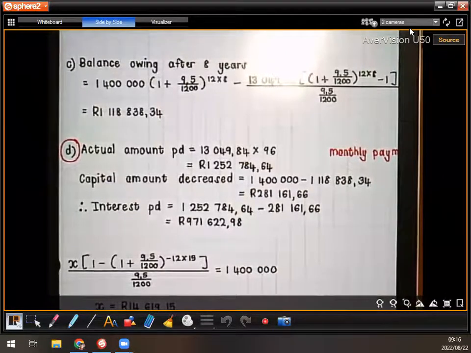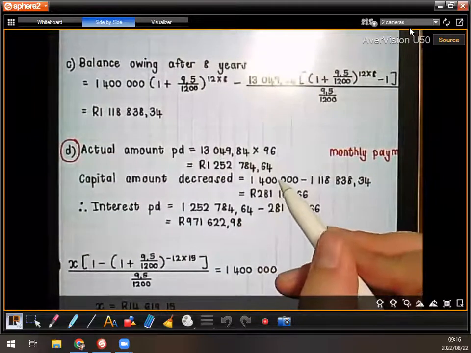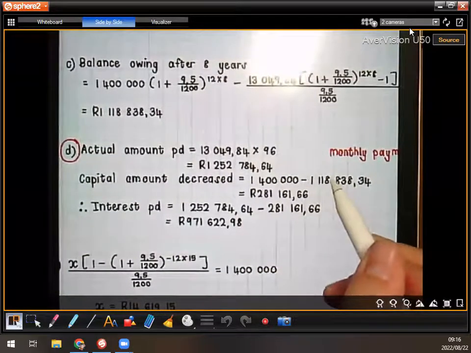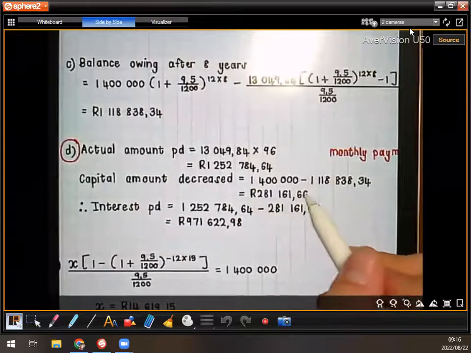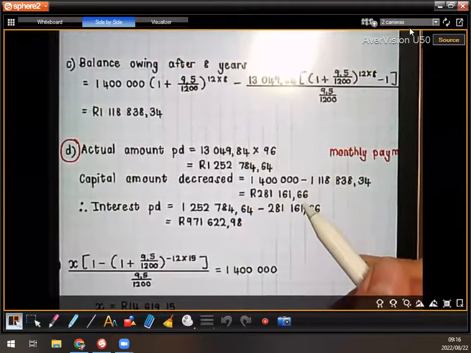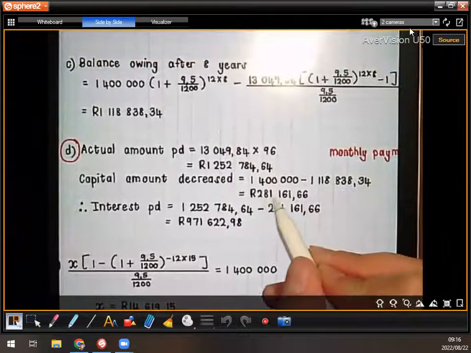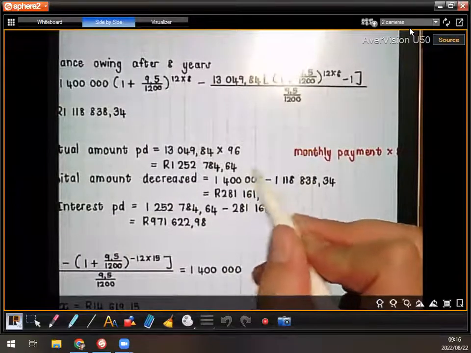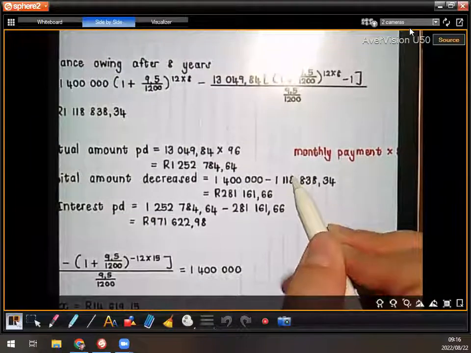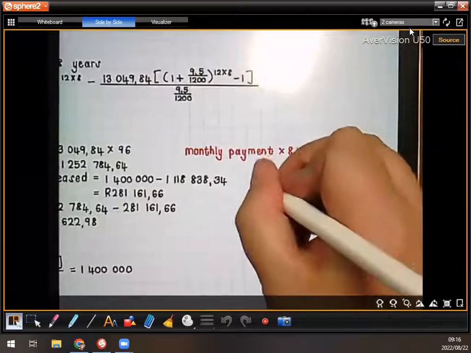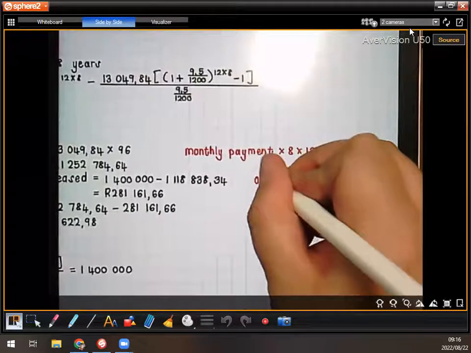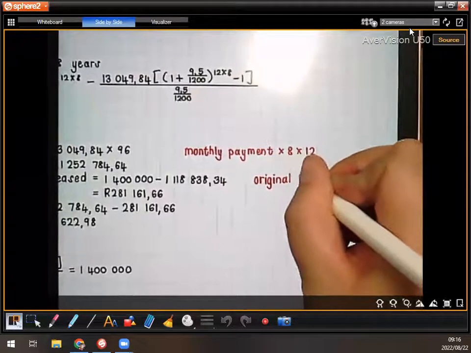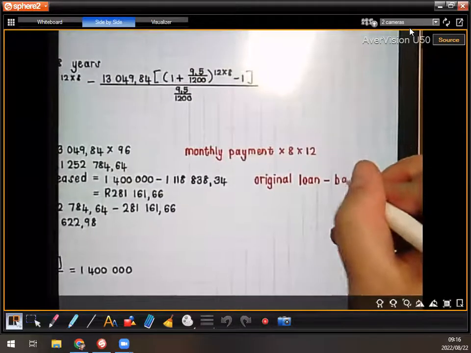That's what we call the capital amount. So he borrowed 1.4 million, but he still owes 1.1 million. So you calculate how much of the actual loan amount, the capital amount, he paid off in the 8 years. And that's only 281,000. To get that, guys, you take the original loan amount minus the balance on it. Okay, so I'm going to write this here: original loan minus balance.